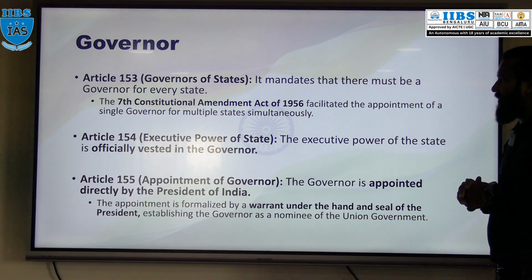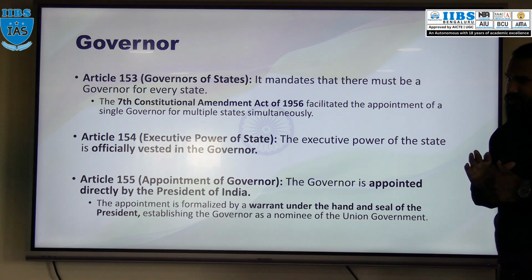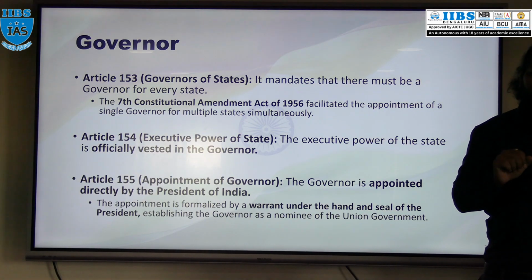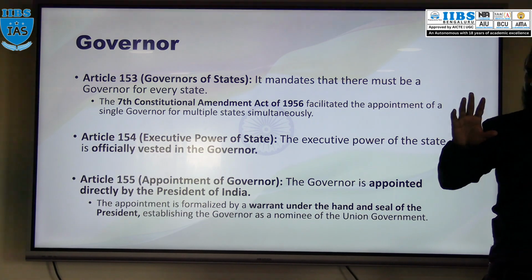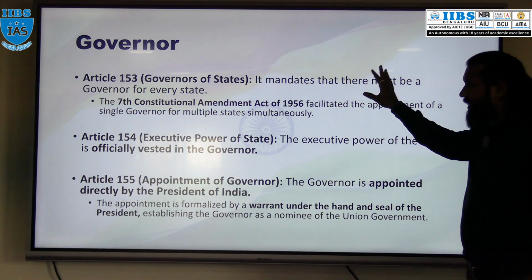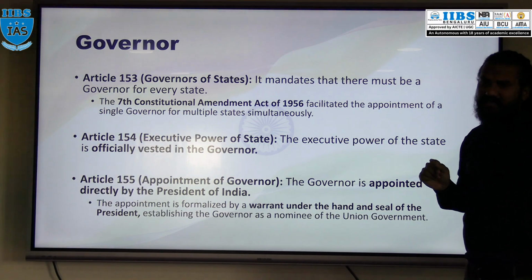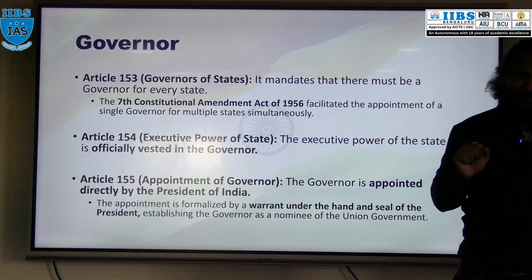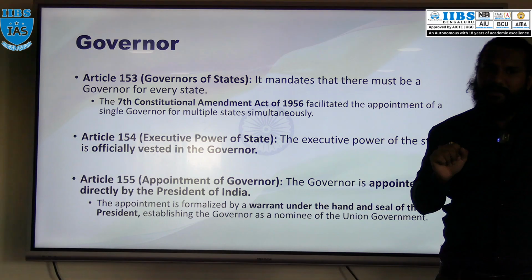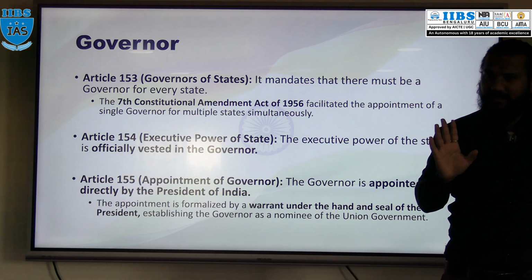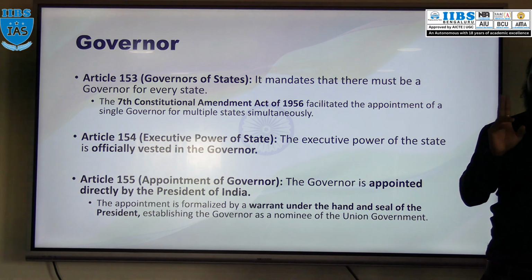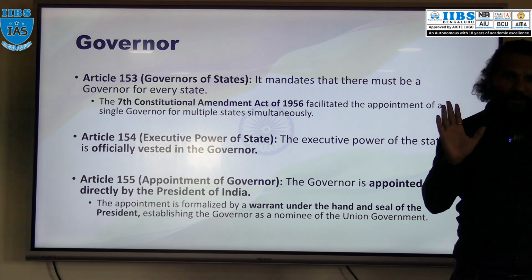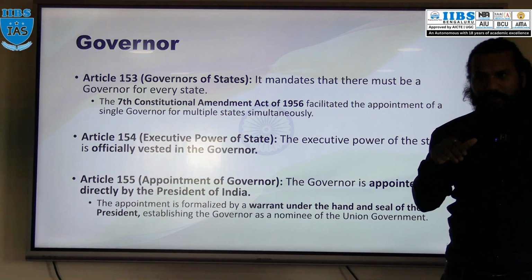So what is Article 153? Article 153 says that there shall be a Governor in each and every state. It is mandated that a Governor should be there for each and every state. But the 7th Constitutional Amendment Act says that a single person or individual can be the Governor for one state or more than one state.